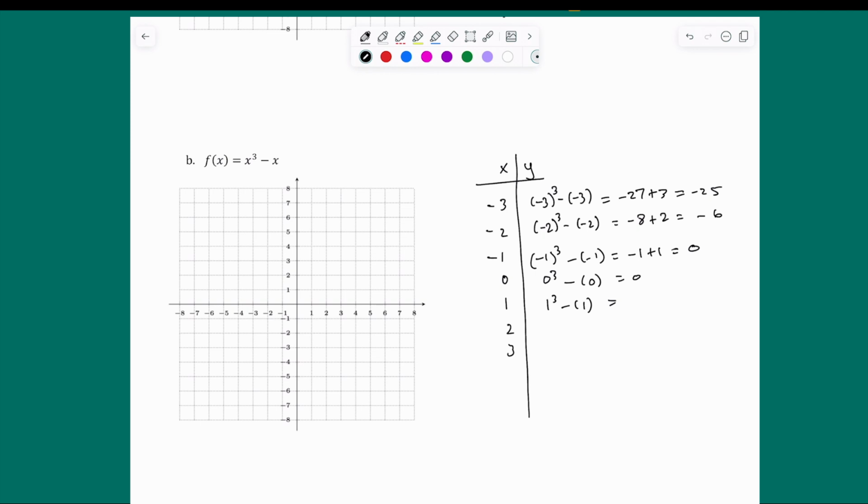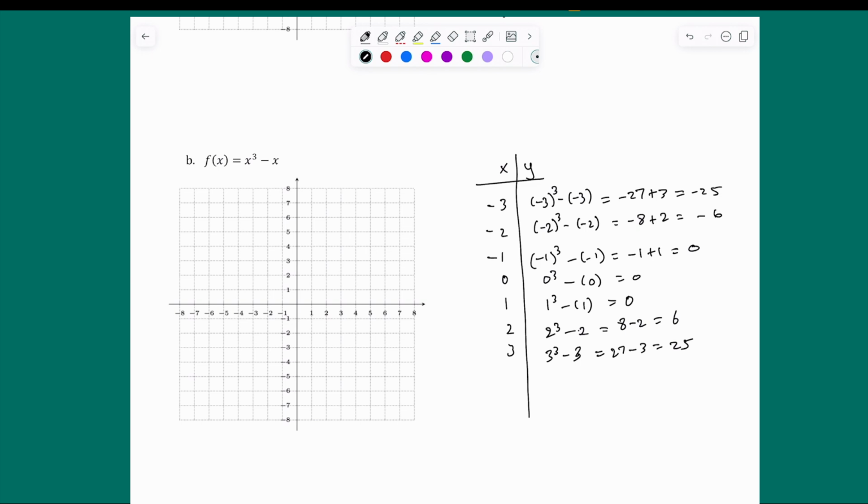Excuse me, so not 1. 1 cubed is 1, minus 1 is 0. 2 cubed minus 2 gives us 8 minus 2, which is 6. And 3 cubed minus 3 is 27 minus 3, which is 25. You can see some symmetry here in the numbers coming out. But in any case, what do we see?